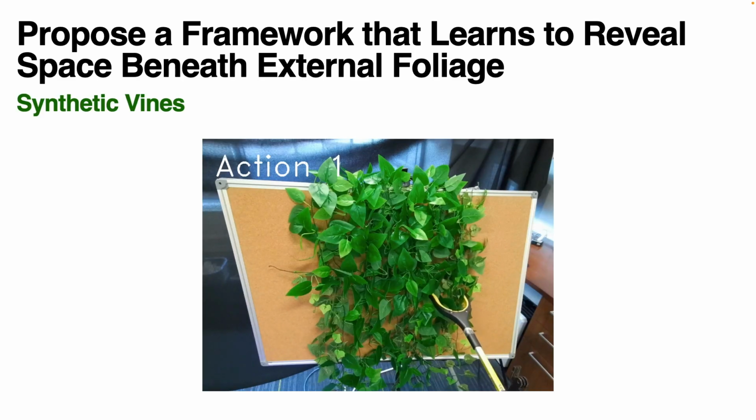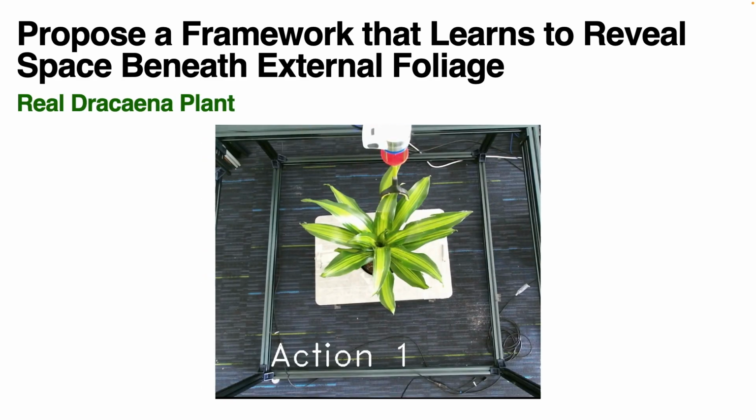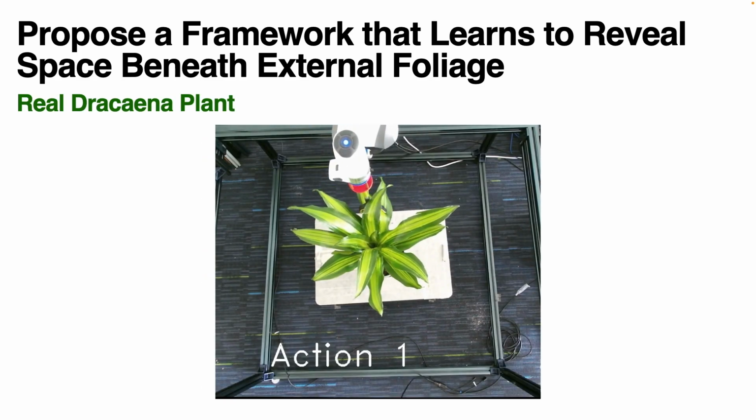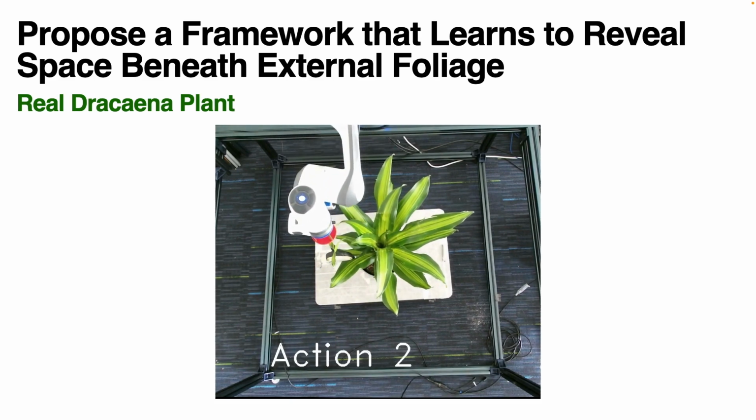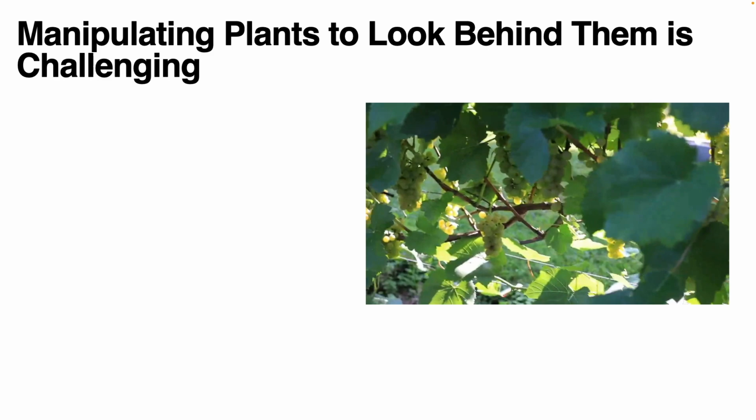In this work, we propose a framework that learns to reveal space beneath external foliage. We experimented with synthetic vines and a real Dracaena plant. Here we show actions outputted by our policy to reveal hidden space behind Dracaena leaves. Manipulating plants to look behind them is challenging.